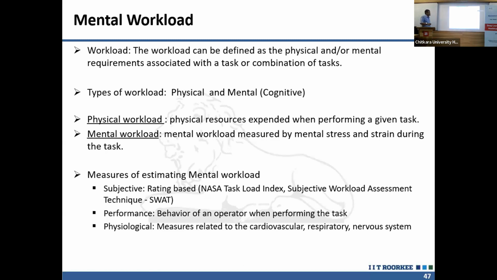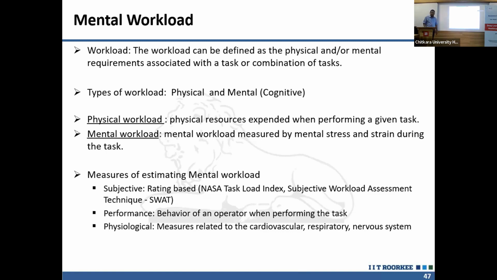So the workload can be defined as the physical or mental stress associated with a task or combination of tasks. It can be a simple driving task, or he is driving and also analyzing some money he has given and is not getting. So there could be different problems. Types of workload: physical and mental. Physical workload is related to physical activities. Mental workload is measured by the mental stress during the task.